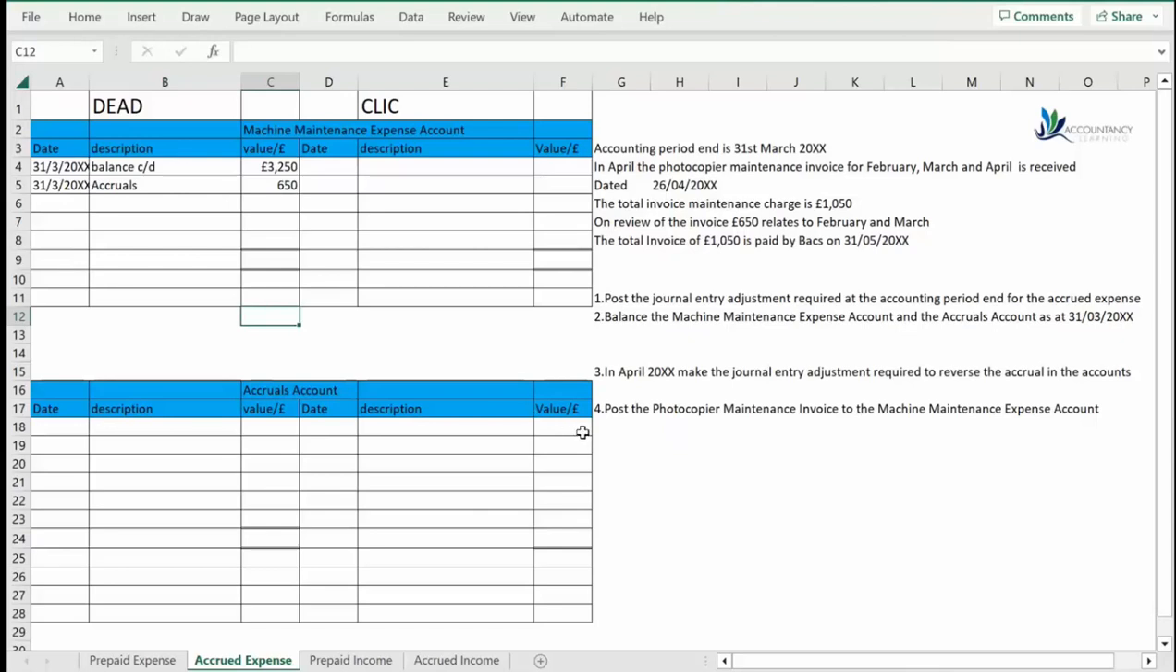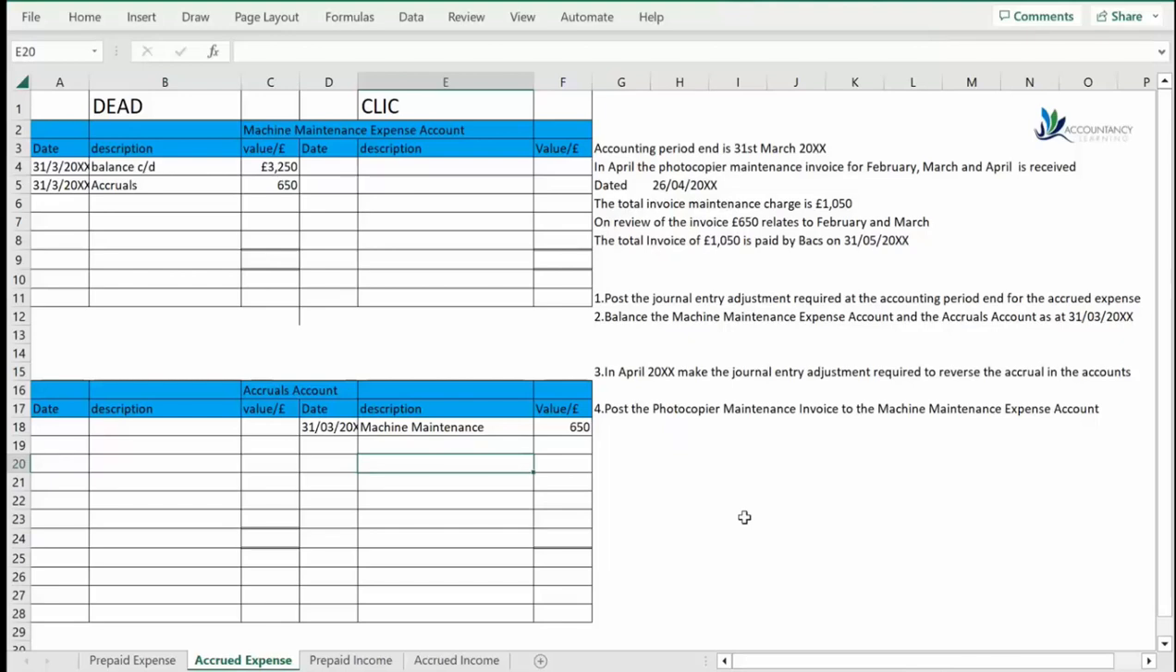The other side of the entry, remember, accruals are as good as liabilities to your organisation or your business because it will be paid at a later date, and that reflects that liability. So £650 dated the 31st of March, and because we have machine maintenance photocopier charges to accrue. And that completes the double entry, debiting the machine maintenance expense account and crediting the accruals account.